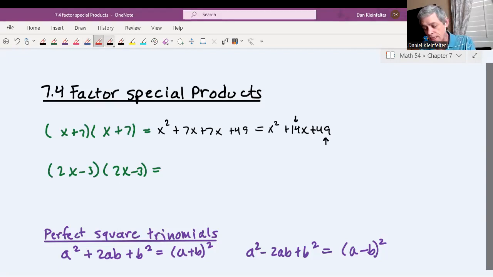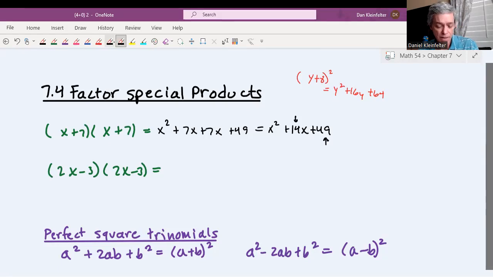Here's another quick example. If we wanted y plus 8 squared, this will be y squared plus 16y plus 64. And how you can do that so quickly is recognize that the number next to the y has to be 2 times 8 or 16, and then the constant in the back has to be 8 times 8 or 64.